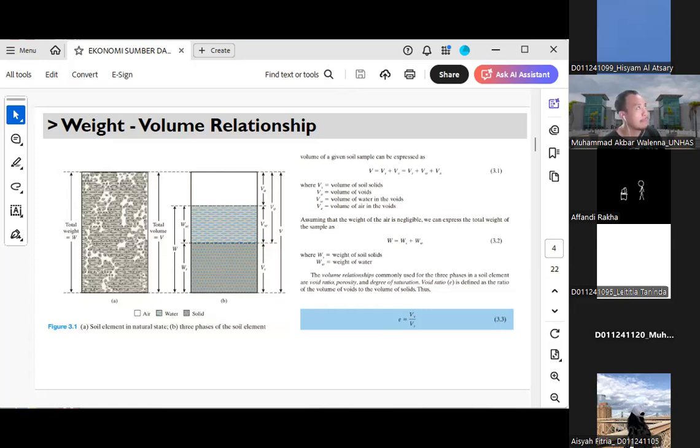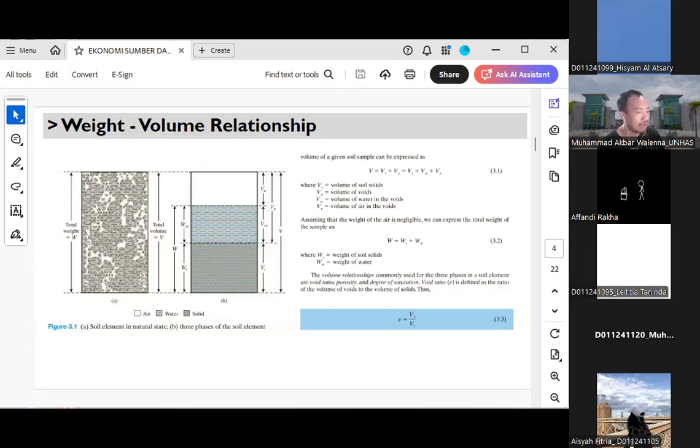Now, what does that mean when the void ratio is low? It means that the particles are packed more tightly together. And this means that the empty space left that can be filled by water and air is relatively much less in comparison to the space being occupied by the solid itself.